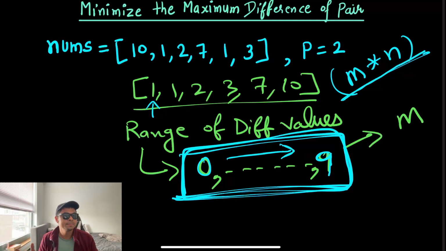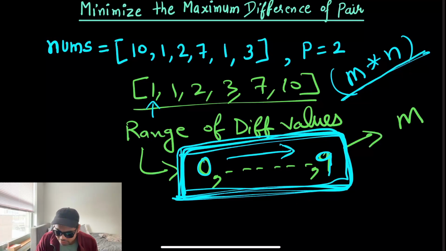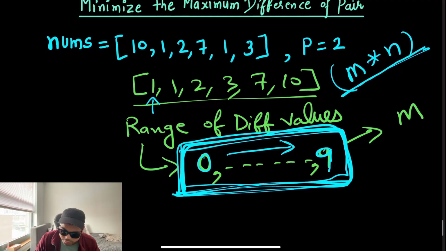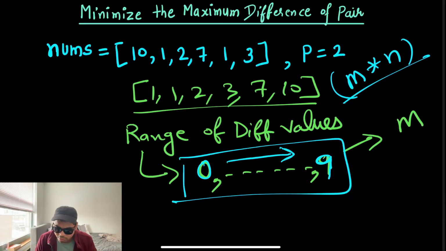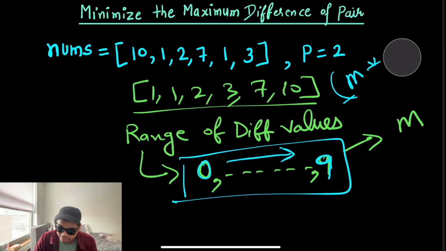Can we do better? Yes, we can. That's why we are here. That's why this problem is in binary search. This difference that you see over here, this range, how about instead of finding the maximum difference linearly, how about we use binary search? So let's do that.